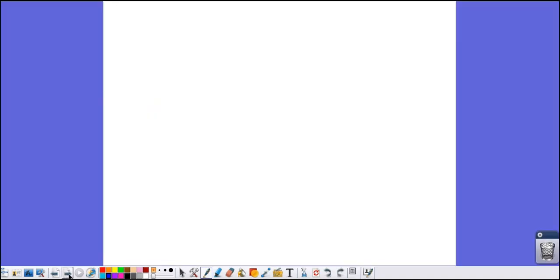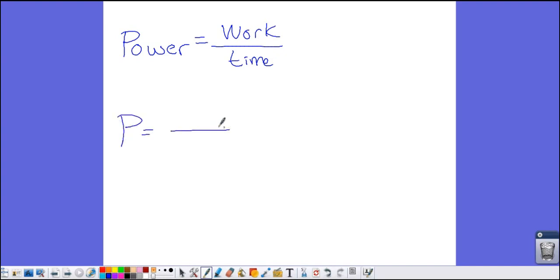We're going to start out. We said power is how fast you can do the work. So it's work over time. Well, we know that work is equal to force times distance times the cosine of the angle between the direction the object moves and the direction the force was applied, over time.